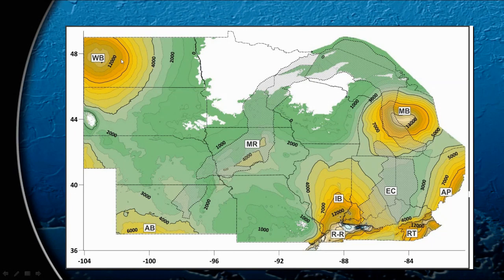basins, and these are in meters, I believe. So this is the Williston Basin. Look how circular that is. It goes down over 12,000 meters. Here's the Michigan Basin, which I think is another impact crater, and the Illinois Basin, and these rifts down in here. This is all new stuff.